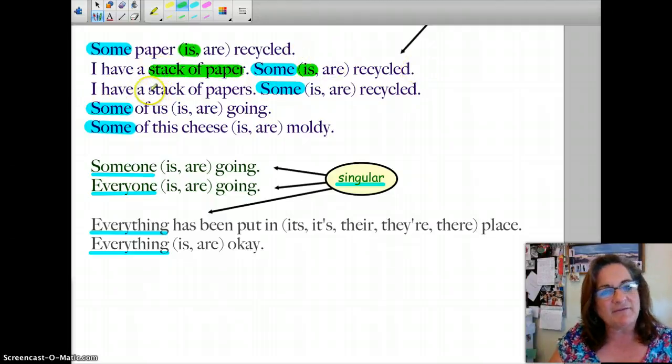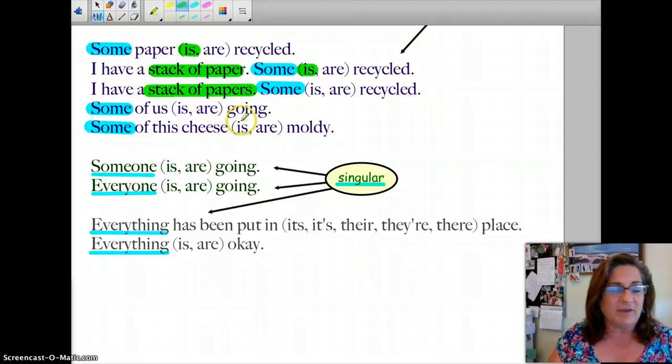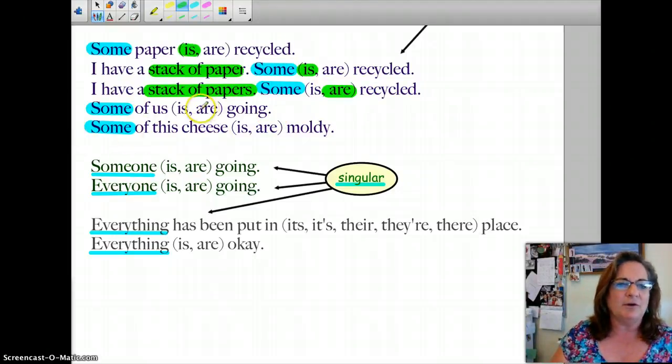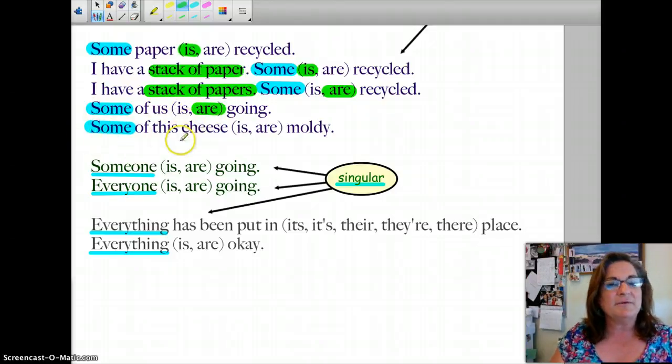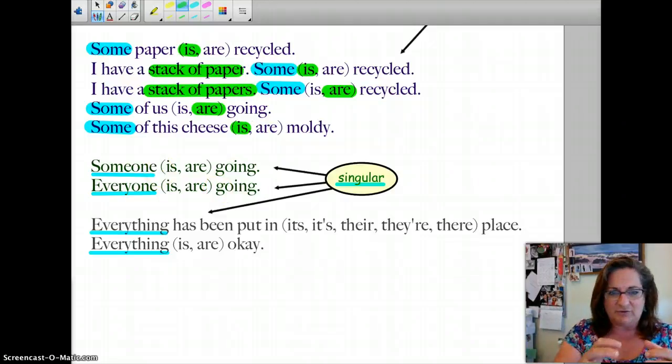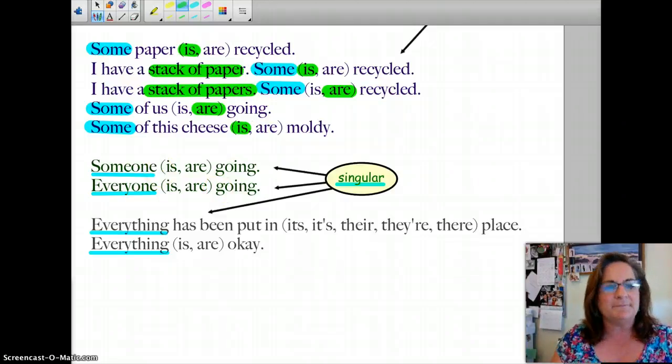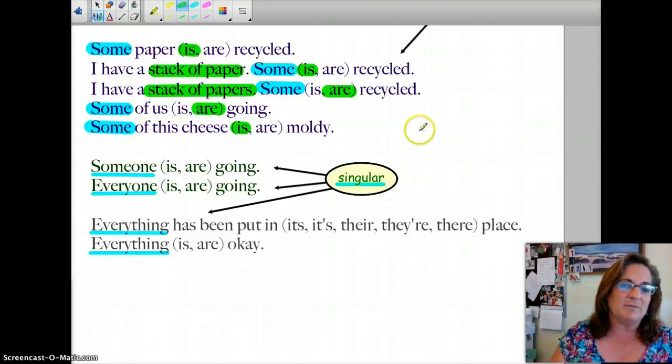But if I have a stack of papers, like let's say essays, but some of those essays aren't new, they're from other years, some are recycled from other years. And I want to show my students some sample essays. Okay. And then some of us are going because it's a group of people. And then some of this cheese is moldy. Some of the cheese is a single unit, some of it is moldy. All right, so those are the ones that can be both.